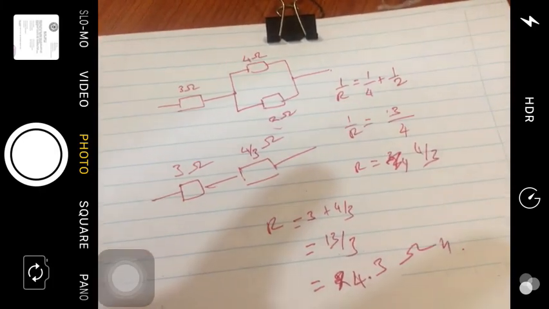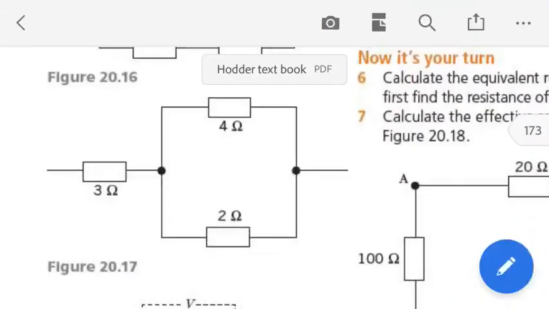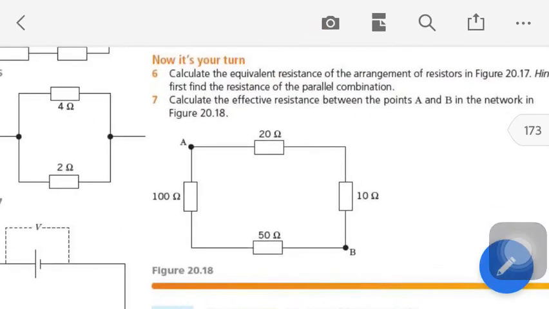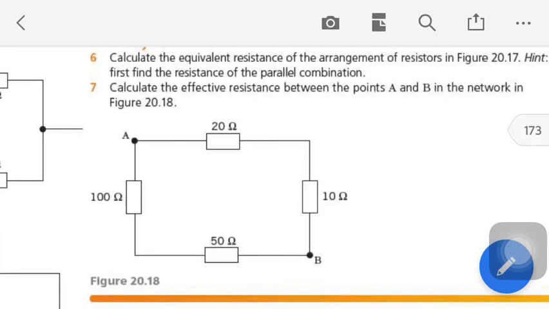Then the next question asks you to find the equivalent resistance for this circuit between the points A and B. Now don't be confused about the pattern. All you have to do is figure out that it is actually a parallel circuit that is given. Don't be deceived by the appearance.